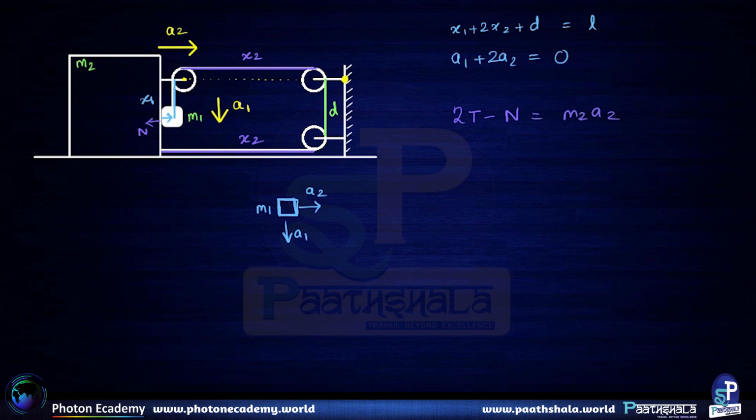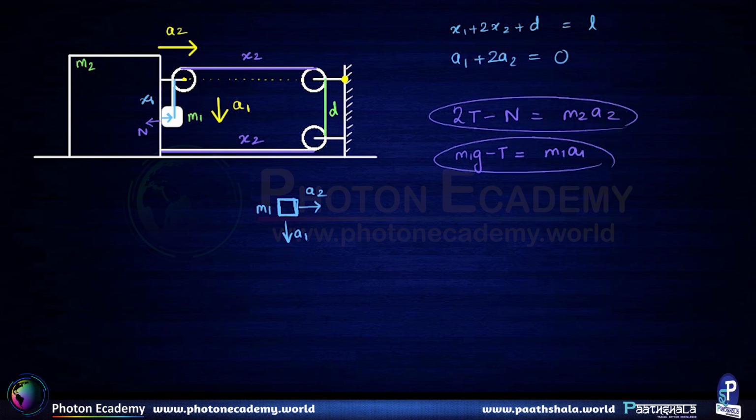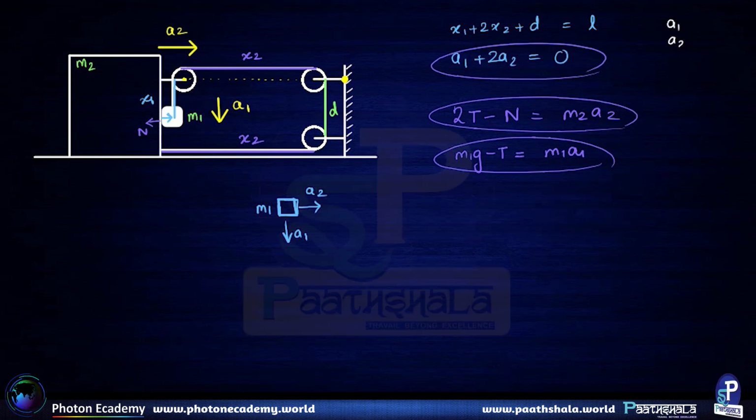For the mass m1 we have got two particular directions we can analyze in. One is the downward direction. For the downward direction we can write down m1g minus T is equal to m1a1. Here we have a fourth variable, namely N. So this is one equation, this is second equation, this is third equation, and the variables that we have till now are a1, a2, N and T. Naturally we need a fourth equation.